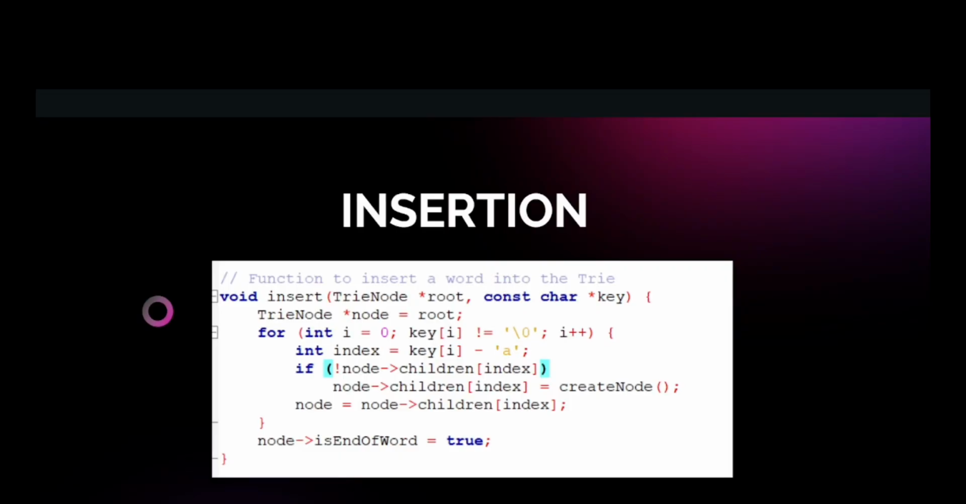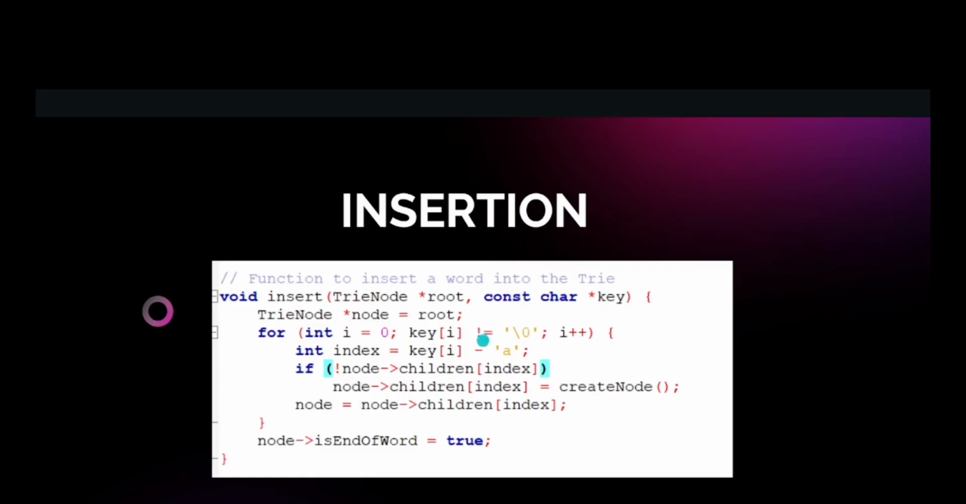Okay, when inserting in a trie data structure, we're going to use the function void insert, and it doesn't return anything. Here we have the trie node pointer to the root. This is the pointer to the root node of the trie. This is where our word insertion starts. And this const char pointer key is the word we want to add, and it should be passed as a constant character array string.